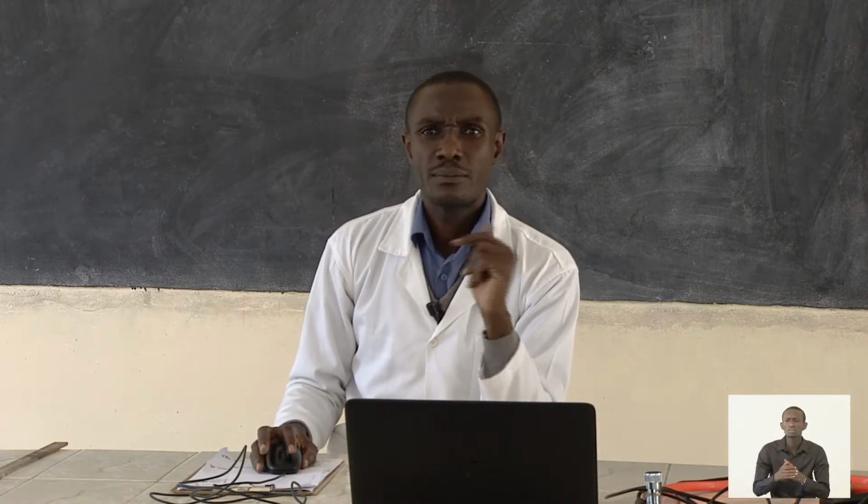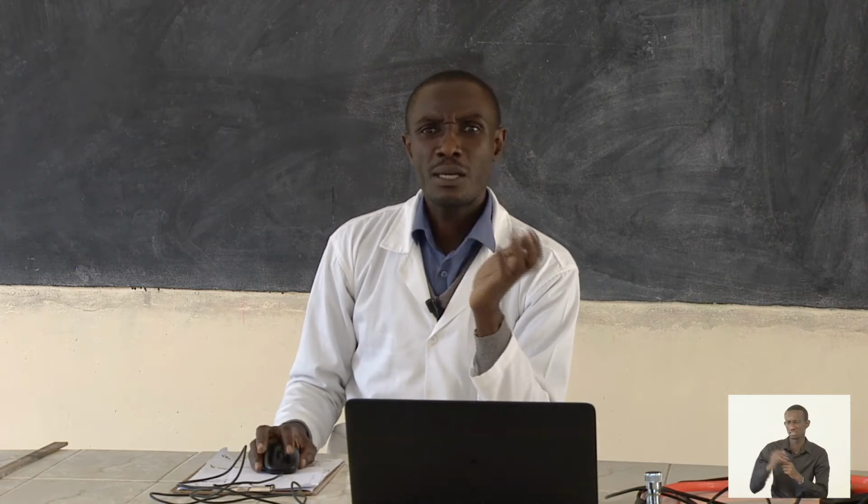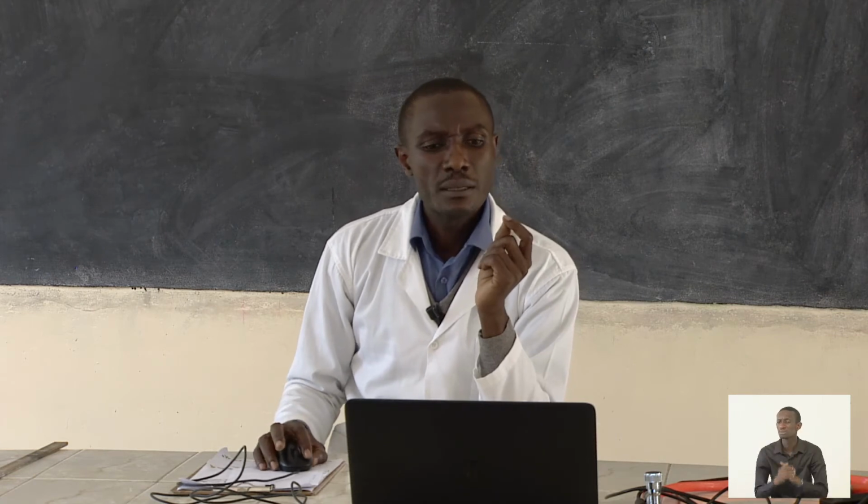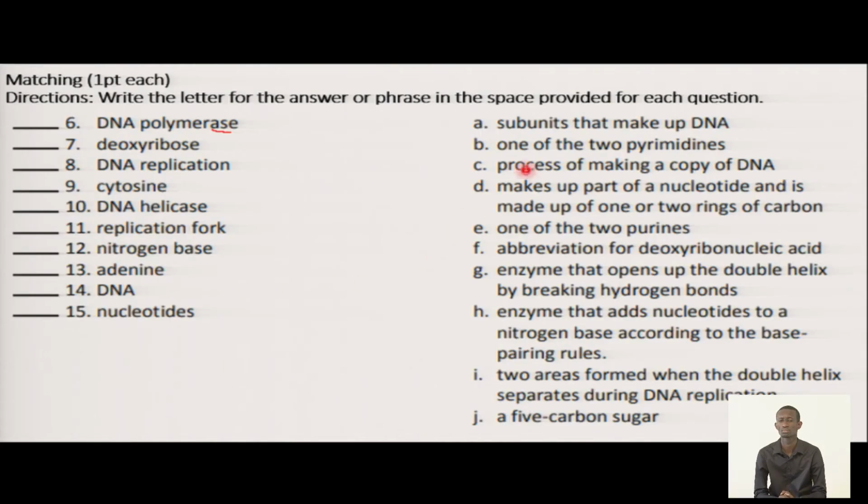Is it a unit? Is it a category of the bases? Is it one of the 2 pyrimidines? Makes up part of the nucleotides? There's nothing that looks like a catalyst for the reaction. So we have to keep going down. Oh, G, an enzyme that opens up the double strand by breaking the hydrogen bonds. But they are saying polymer. So I need to add up. It's not about breaking. Ooh, careful.